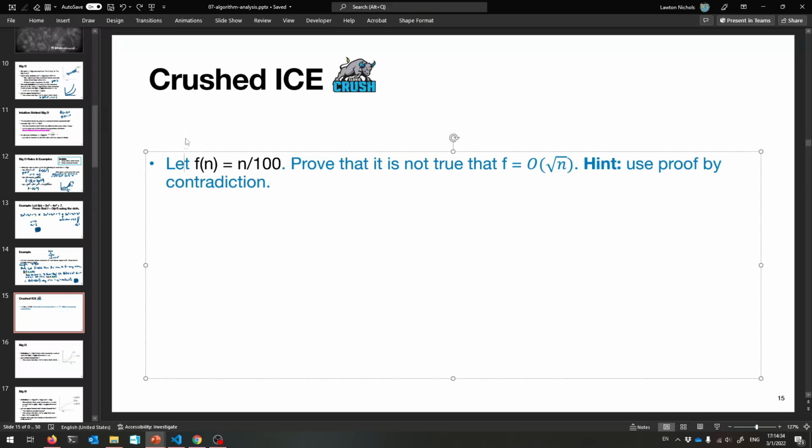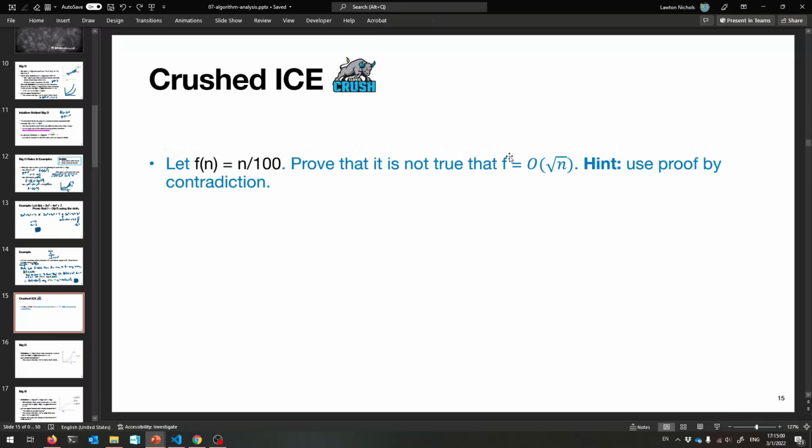Let me give you a proof that is very similar to what we just did. You're going to have to find those constants, okay? So here is your proof. Let f of n be n over 100. Why not? Taking positive integers to positive reals, totally fine. Prove that it's not true that f is big O of the square root of n. So this is not an upper bound for this function, sadly.